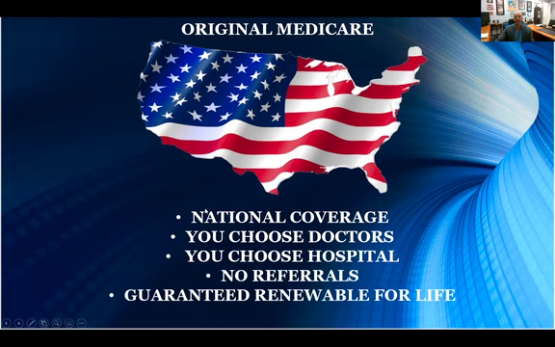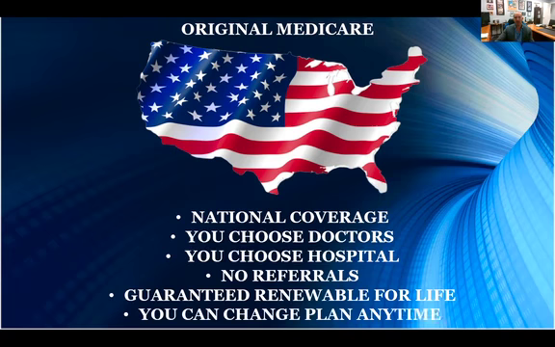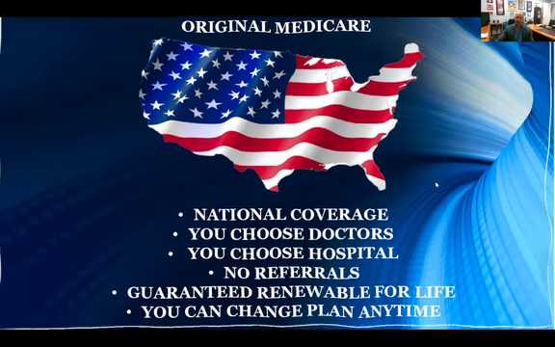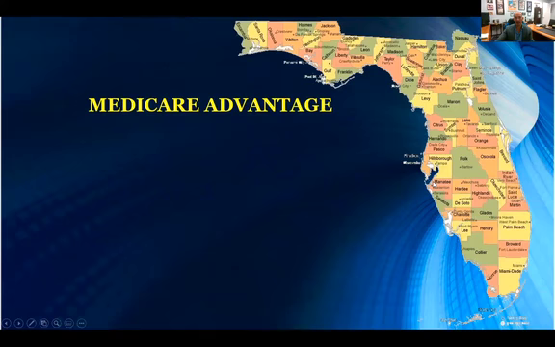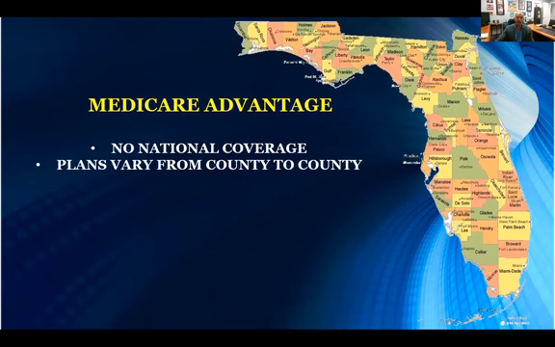Your coverage is guaranteed renewable for life. You can never lose your coverage for any reason other than failing to pay your premium. So no matter what happens to your health, as long as you make your monthly premium, your coverage is guaranteed for life. And you can change your plan at any time. With Medicare Advantage, on the other hand, you typically do not have national coverage. The plans vary from county to county. You might not even be covered in the entire state that you live in.